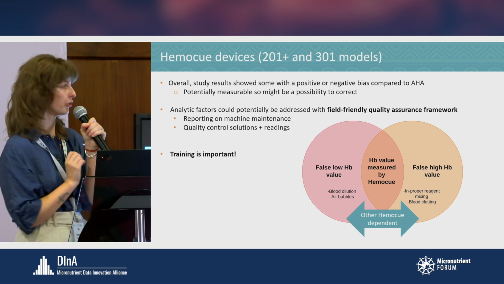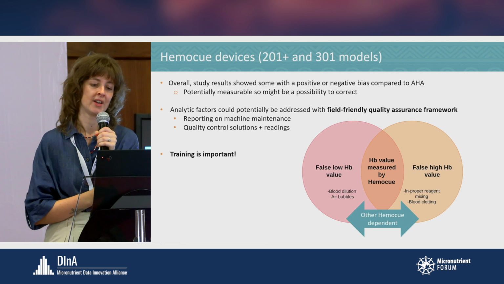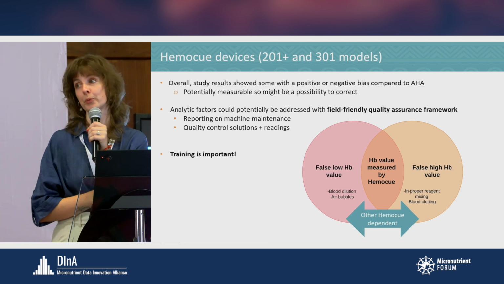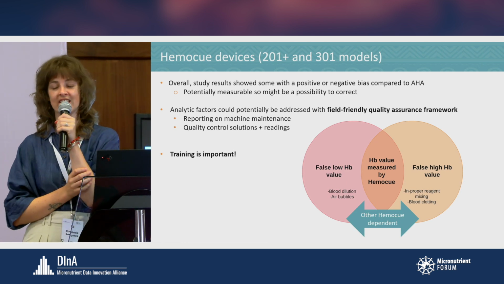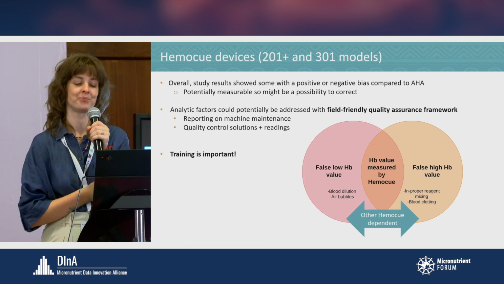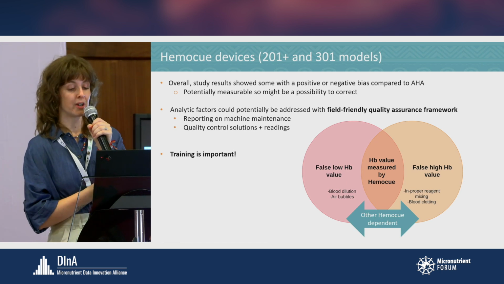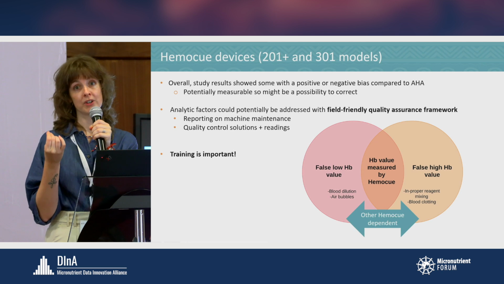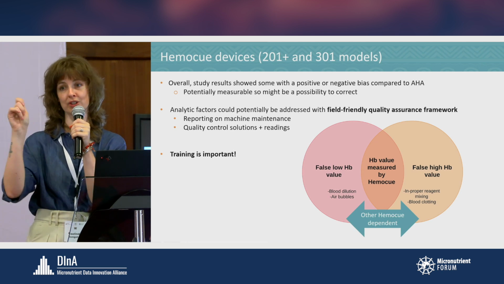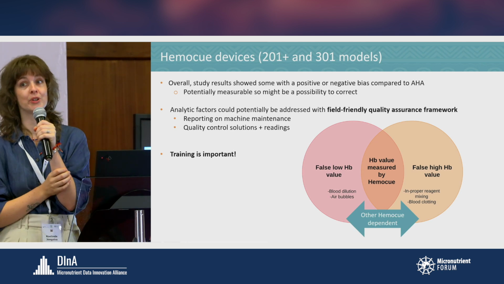We can also have some false high measurements of the hemoglobin if the microcuvette is not filled up correctly and it's not mixed correctly with the reagents in the cuvette. Or if the microcuvette is wiped too much, so too much blood is taken out when it's wiped clean before putting it into the HemoQ.